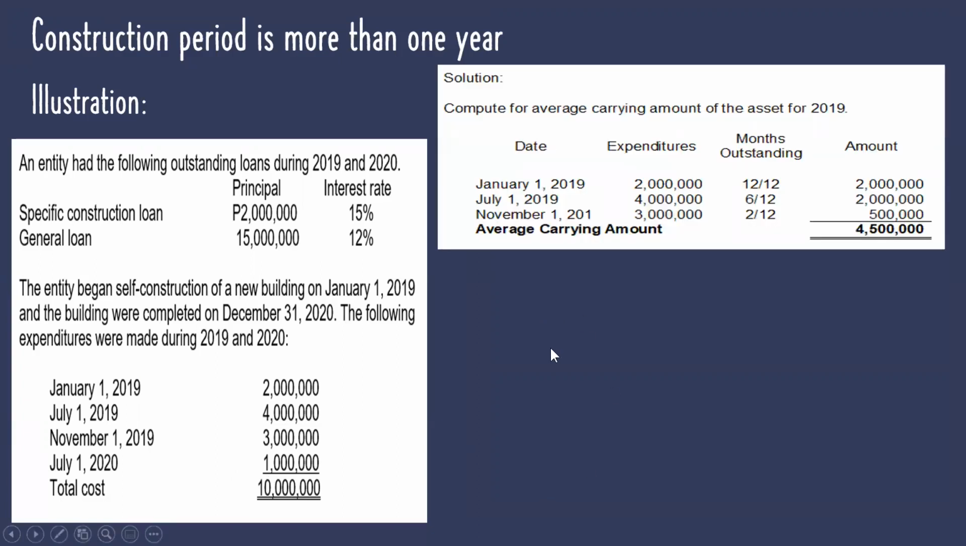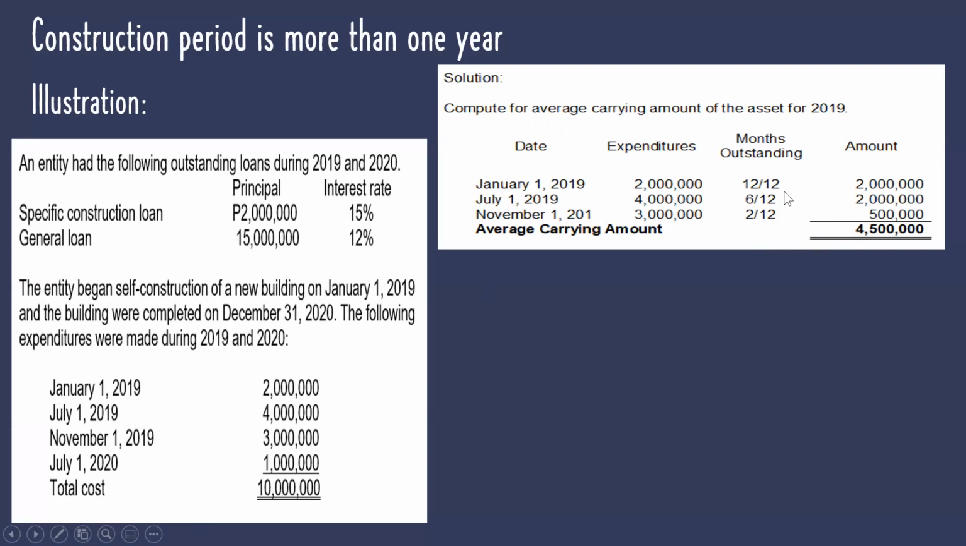So paano natin i-compute or i-solve? So ganun din, class, no? So una nating gagawin ay compute natin yung average carrying amount of the asset for the first year. So for the first year, ito yung tatlong expenditures na na-incur. So you have on January 1, 2 million, on July 1, 2019, 4 million, and on December 1, 2019, you have 3 million.